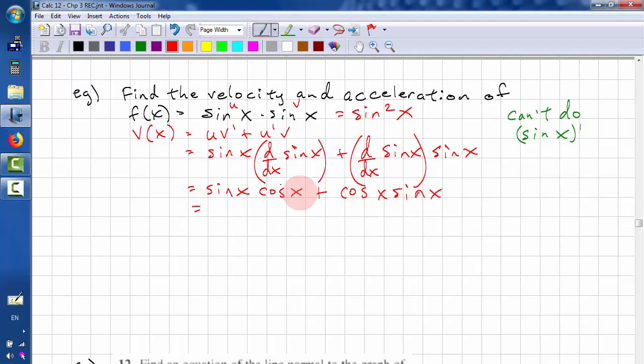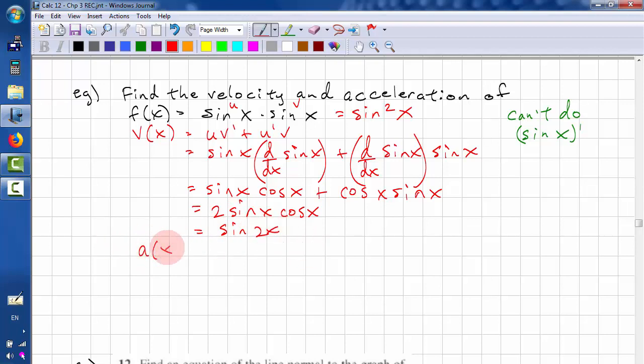Okay, and for multiplication, it's commutative. We can change the order, so this is just sine x cos x. So we have 2 sine x cos x. And if you remember your trig identities, this works out to be sine 2x.